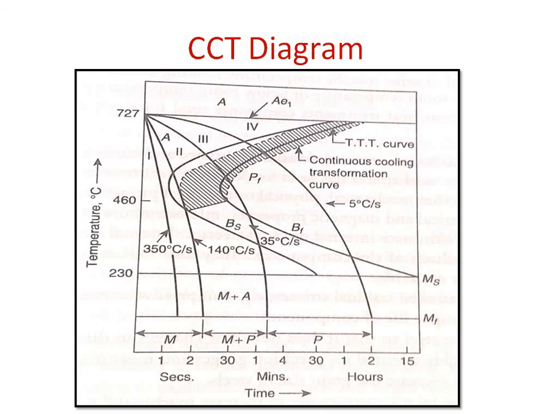The basic difference between isothermal transformation and continuous cooling transformation is that with continuous cooling, the nose of the isothermal transformation diagram will shift in the downward direction and towards the right. That is, the transformation temperature will be decreased and the transformation time is increased, which indicates that the stability of the austenite increases with continuous cooling.